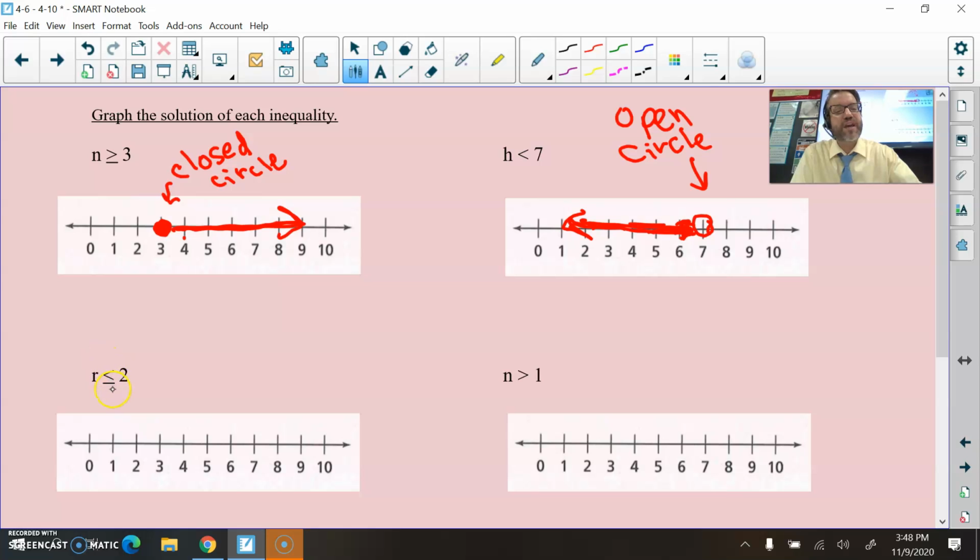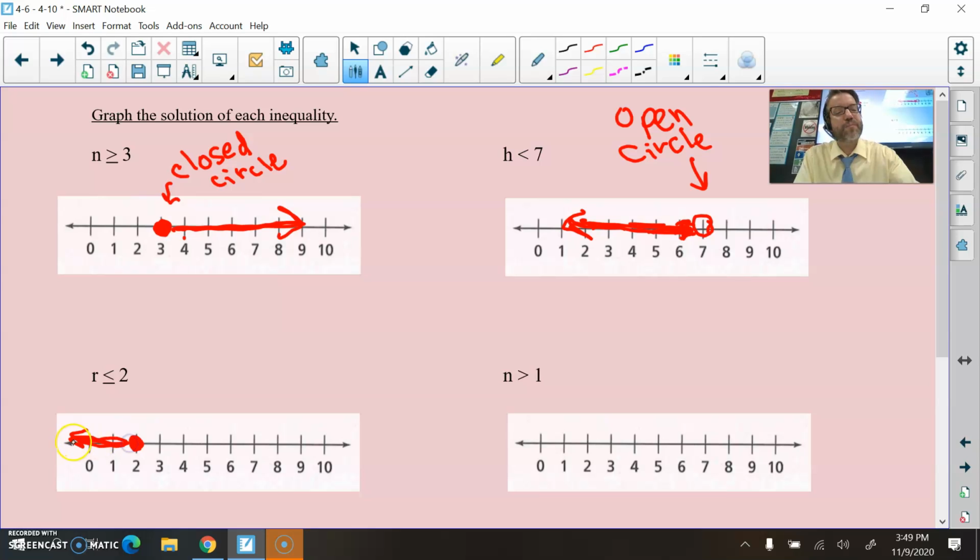Here, R is less than or equal to 2. So my first question is, should I make an open circle or should I make a closed circle at 2? Well, since it's equal to 2, then 2 is included in my solution set. And so I'm going to use a closed circle to show 2 is included. So I'll put a closed circle here, fill it right in. Okay? And it's also everything less than 2, and that looks like an arrow pointing to the left, doesn't it? So that's what I'll do, make an arrow pointing to the left here.